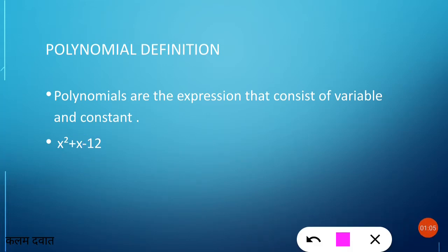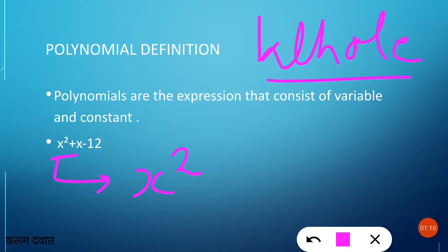In a polynomial, the powers, suppose see the first term of this polynomial here, the powers should be whole numbers. If the powers are not whole numbers, it is not said to be a polynomial. For example, x plus 1 upon x is not a polynomial because here x plus 1 upon x means x has power of minus 1, which means not a whole number. Minus 1 is not a whole number.